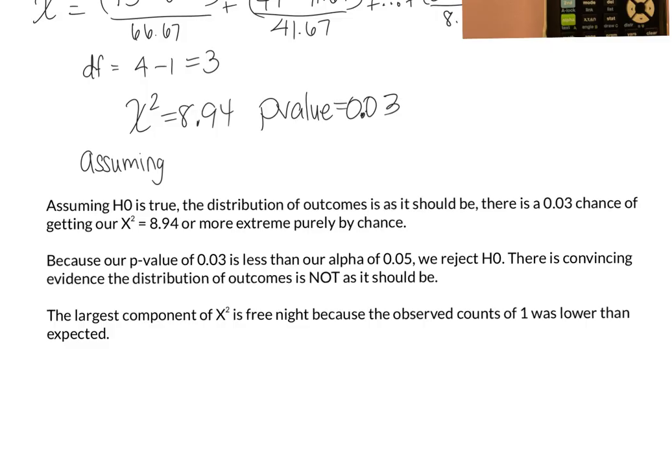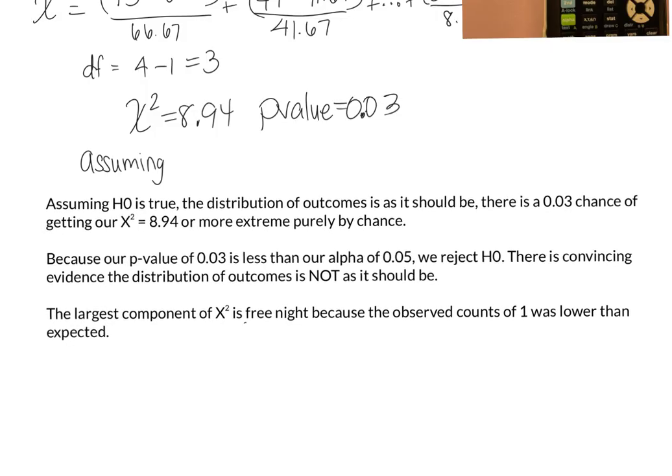And then we follow up with analysis. Why are we rejecting? The largest component of chi-squared was the free night, because the observed count of 1 was much lower than expected. So this is another one of those cookie cutter statements for our analysis. It's the largest chi-square component is blank. And so you fill in what the largest one was. And then we say because the observed count was blank and it was lower, or we say higher, than expected.